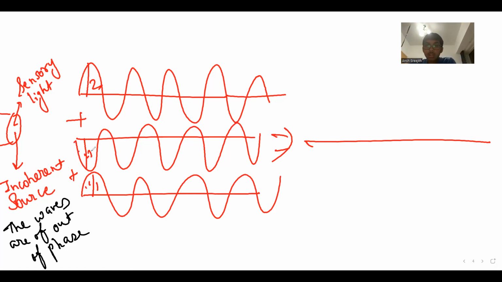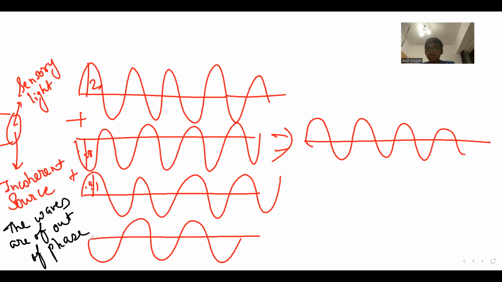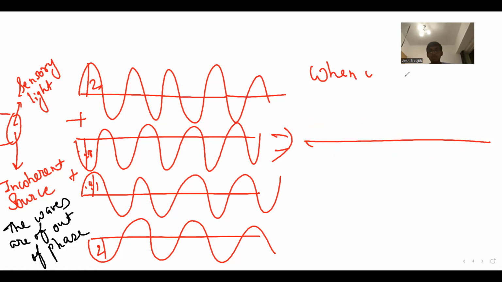These two waves cancel each other. So what will we get? Dim light, or if it will be minus 2, just like your dark room. When we turn off the light, there is no light. It's totally blank. It means the amplitude of the light is zero. Correct?